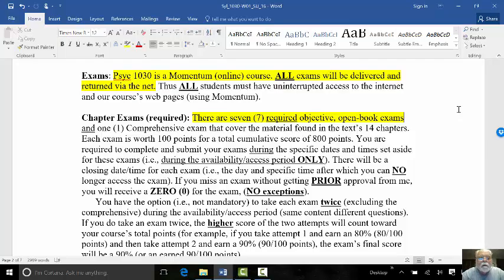There's a comprehensive exam at the end of the course. It also is required for everyone to take. Please note this, that each exam is worth 100 points, so the total number of points for the course will be 800 points. So please note that. That's very, very important.